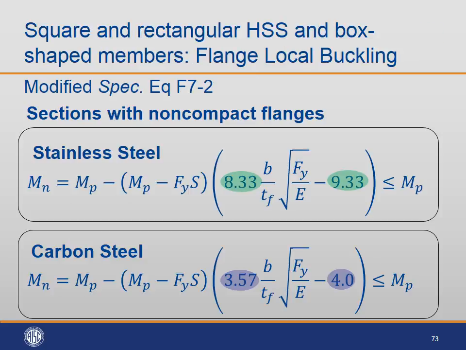And finally, on members in flexure, there are some modifications just for the square and rectangular hollow structural sections and box-shaped members. So firstly, for flange local buckling, some modifications are required. And again, this is to join up with the section classification table. Those limits were all derived from tests on actual structural members.